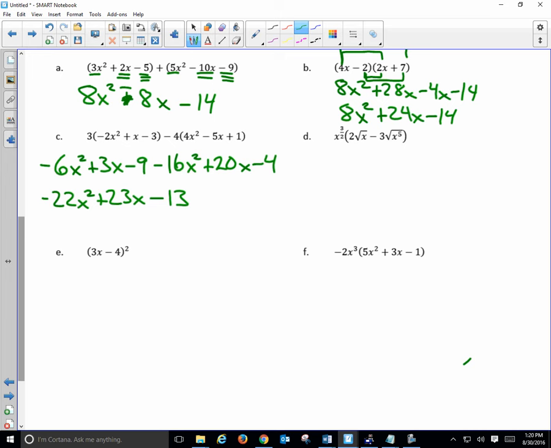I came up with negative 22x squared plus 23x minus 13. What do you think? What'd you get? Okay. What is the mistake that people might make on that kind of a problem? Very good. The negative with the 4 is very important. So make sure that if you see the subtraction sign, it makes the value of the 4 negative. And that's what you'll distribute through. We'll get to D in a second.